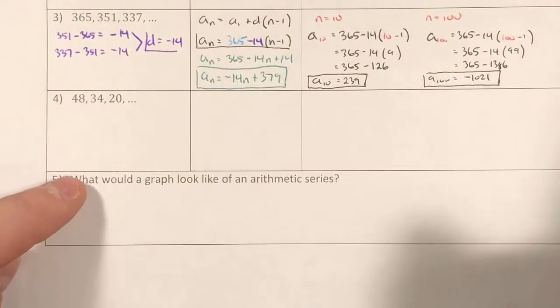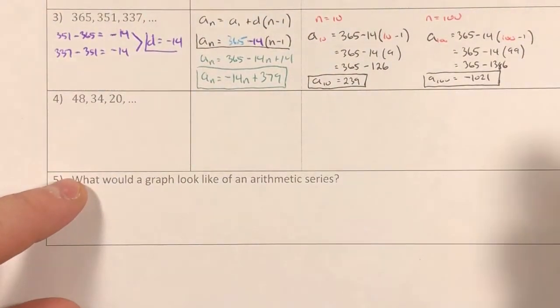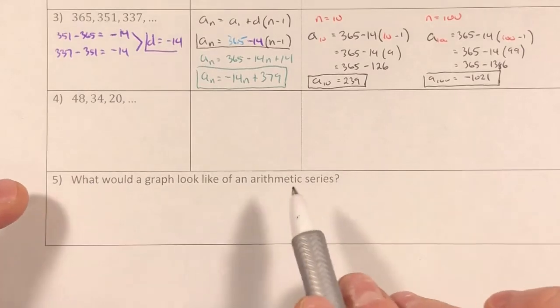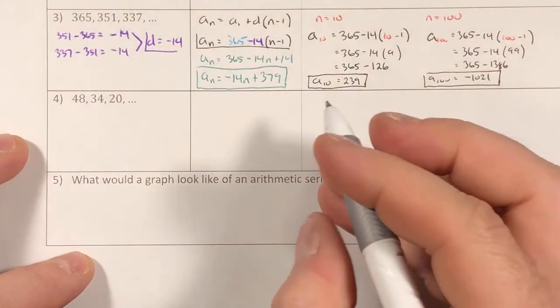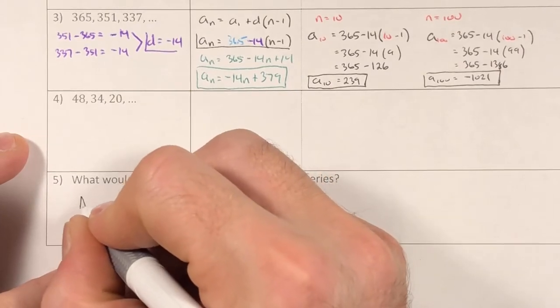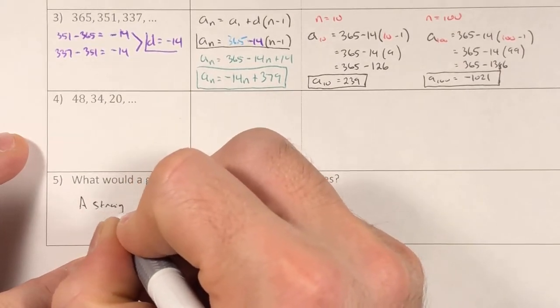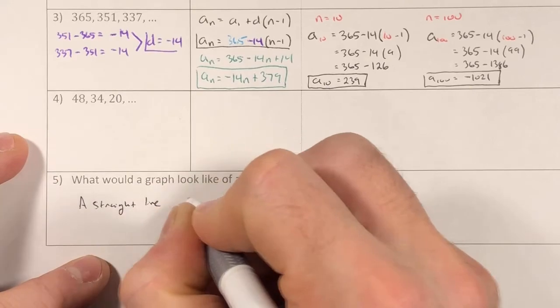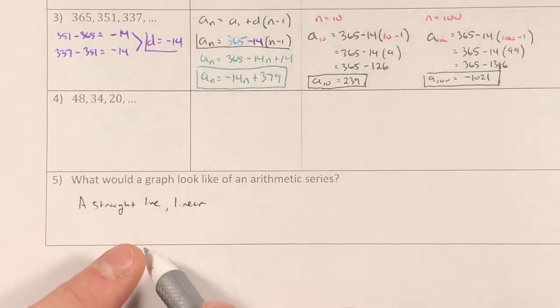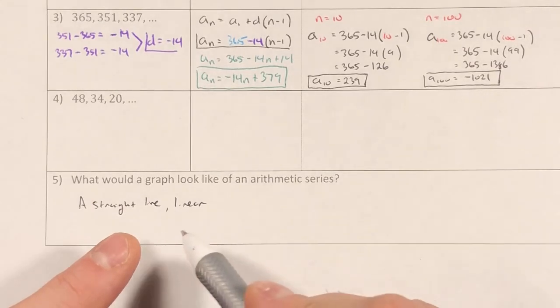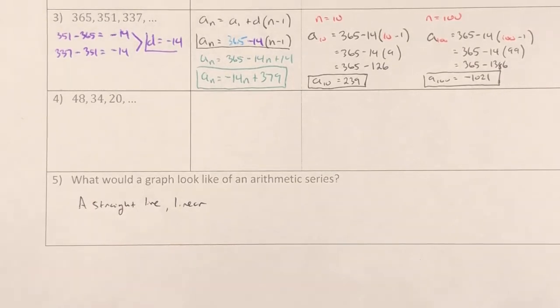The last question, what would a graph look like of an arithmetic series? We should have at this point gone through the graphing videos. The graph of an arithmetic series is always going to be a straight line. Linear. Remember, an arithmetic series is either a line going straight up, straight down, or flat. And there we go.